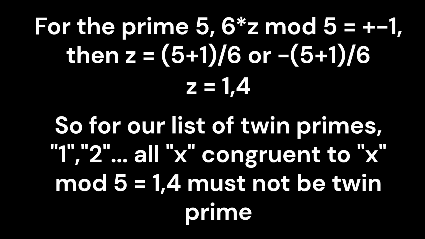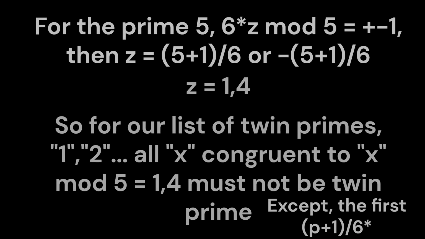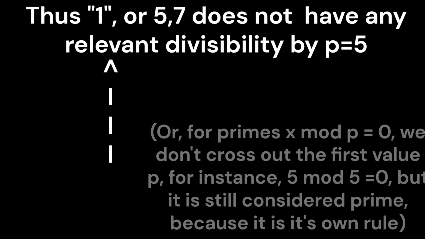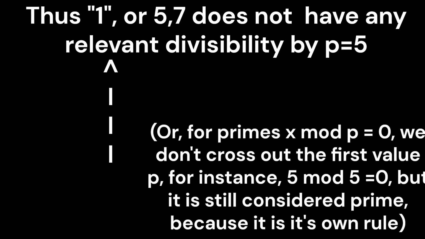However, the congruence relationship does not apply for the first p plus 1 over 6, which we can prove. Thus, in accordance to the prime 5, since the first twin prime is not congruent to either x mod 5 is equal to 1 or 4, then the first twin prime may still be prime in relation to 5. Or another way to say that is 5 does not divide either 5 or 7. Now 5 does divide 5, but that's also why you need to ignore the first output of p plus 1 over 6, because the first output is related to the prime itself.